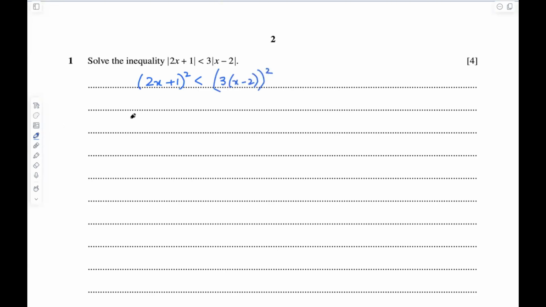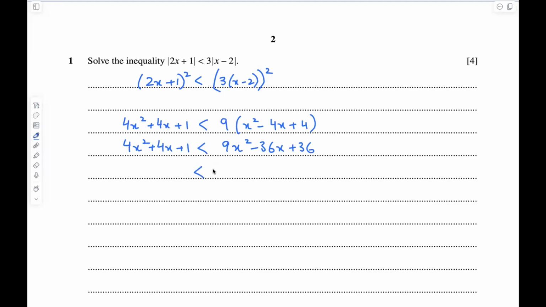So (2x + 1) squared will become 4x squared + 4x + 1. This is less than, and this will become 9 into (x squared - 4x + 4). Expanding the right-hand side, this will become 9x squared - 36x + 36. And the left-hand side remains as it is, 4x squared + 4x + 1. Now, to find the values of x, we can bring the left-hand side onto the right-hand side.